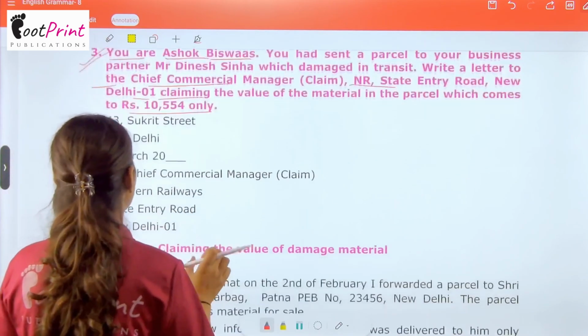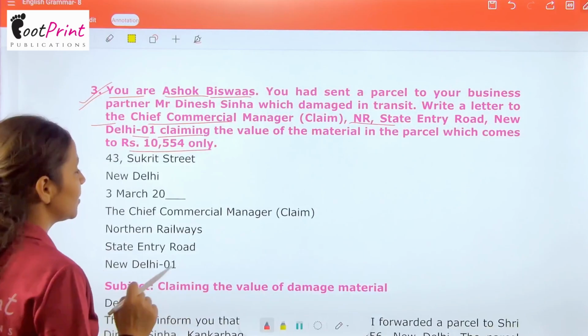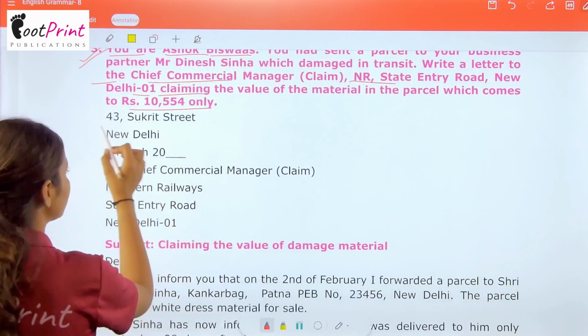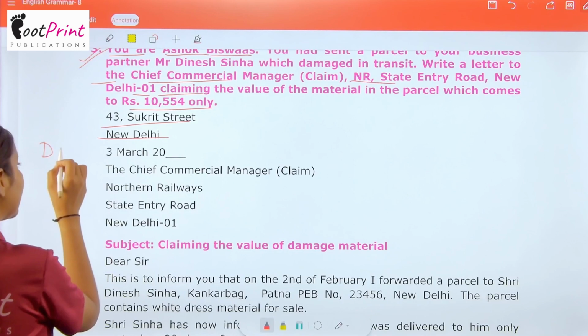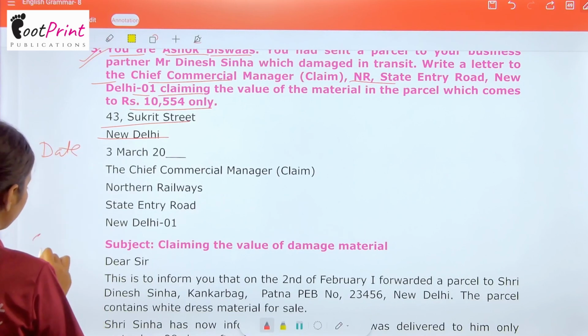Let's start writing the letter. Now start writing the letter. First we will start with the address. Then we have to write the date and the subject as well.